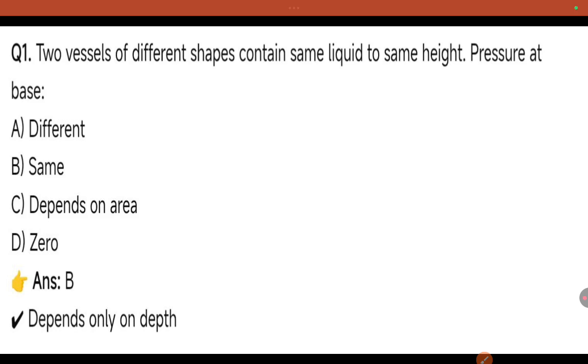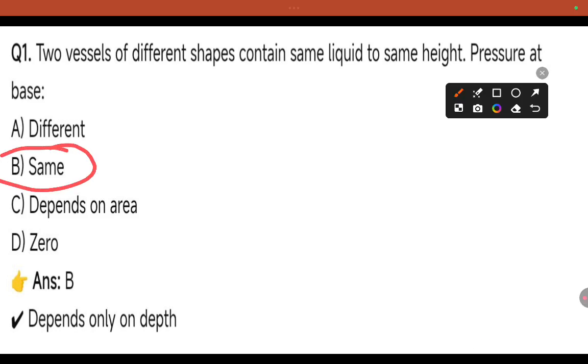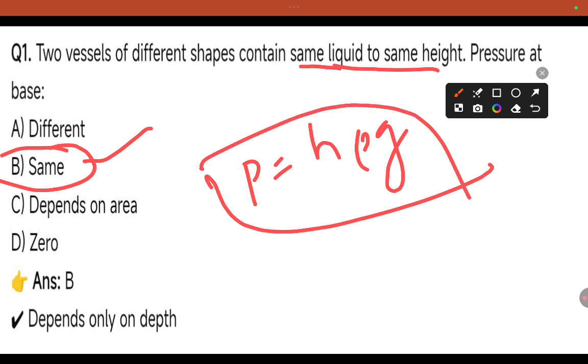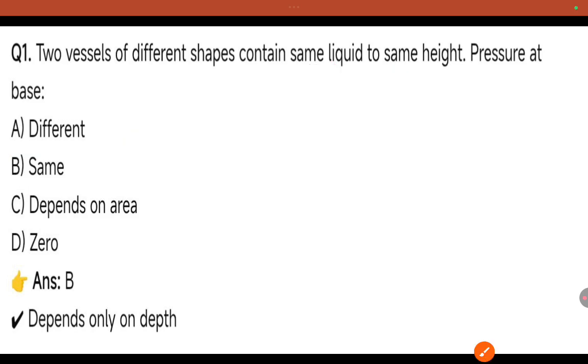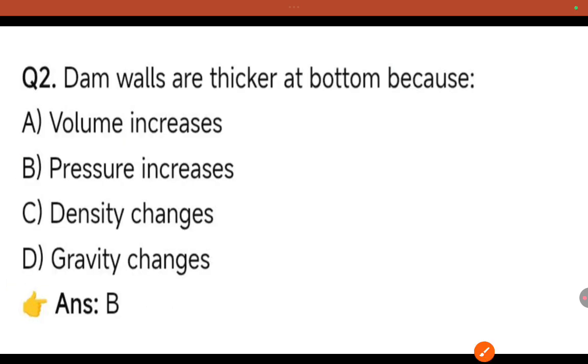Same liquid, same height, that is our pressure. Pressure depends on h rho g. So your answer is, pressure depends on depth, density and gravity. Clear? Coming to question 2: dam walls are thicker at the bottom because of?